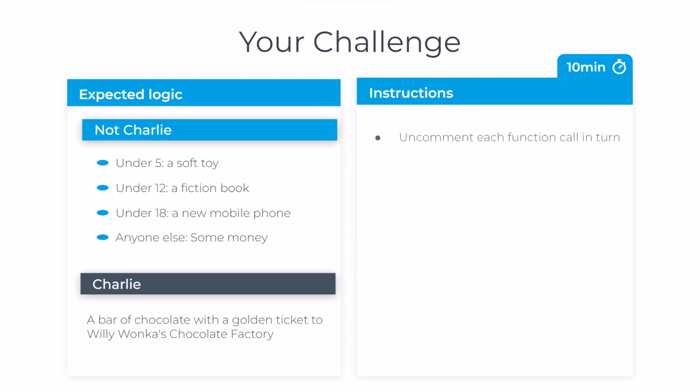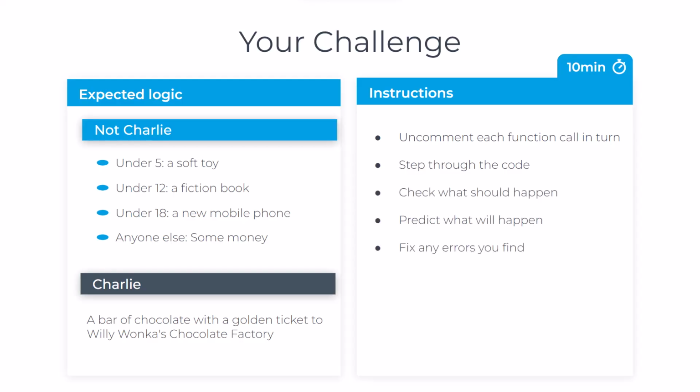Comment out line 20 and uncomment each of the remaining console logs in turn. Step through the code and try to predict what should happen and what will happen, and fix any errors you find. Take around 10 minutes to try that. When you're ready, come back here and we'll go over them together. I'll see you in a bit.